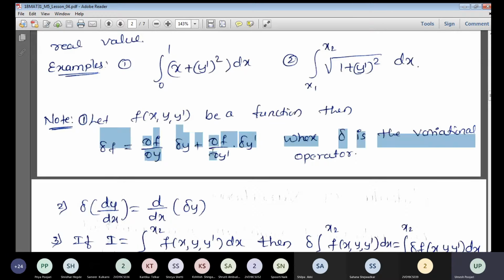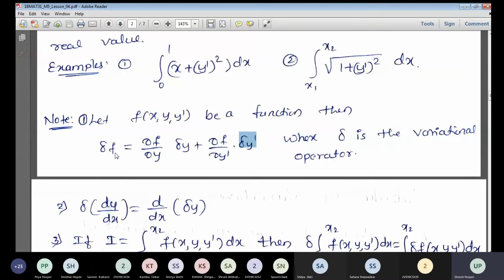This type of definition you have studied in first semester also. Here ∂ is nothing but partial derivative of f with respect to y. ∂f/∂y' is nothing but partial derivative of f with respect to y'. Here delta is the variational operator, or small change. Variation means f is some function, and δf is a small change in the function f. Similarly, δy is a small change in variable y, and δy' is a small variation or small change in y'.